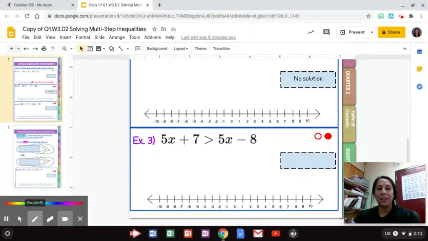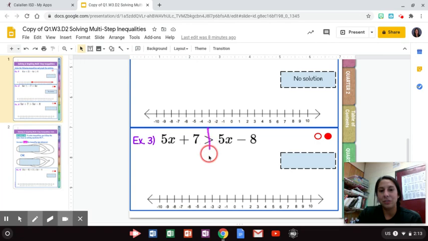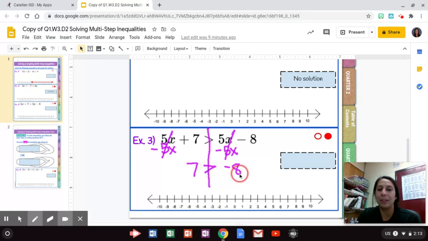Example 3. For this example, we're going to go ahead and draw a line down the middle. We have 5x on both sides, so I take away 5x here. That goes away and it just leaves me with 7. On this side, if I take away 5x, you'll notice that I'm just left with negative 8. So we have the inequality of greater than. 7 is greater than negative 8.